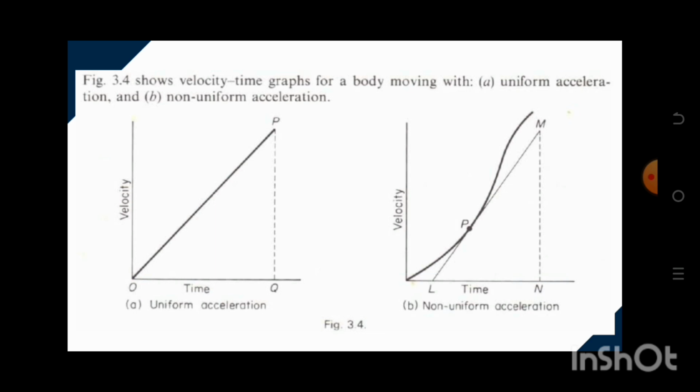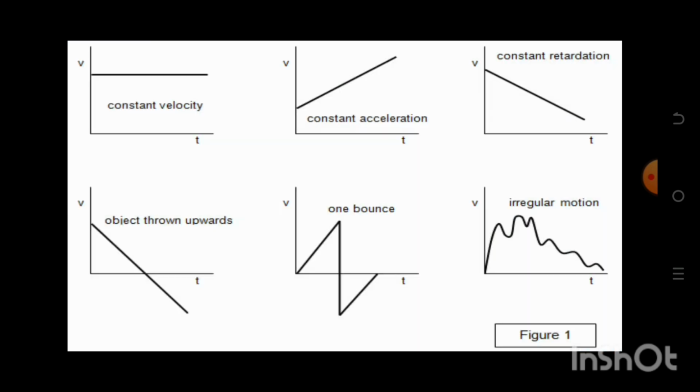A body can also have what we call non-uniform acceleration. You see that in this one there is a little curve. It's not a straight line like in the case of uniform acceleration. So we can have a graph like that as well. And look at the series of graphs. We can also have the graph of constant velocity, constant acceleration, this one not starting from rest, and constant retardation.